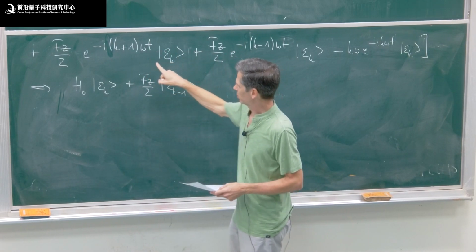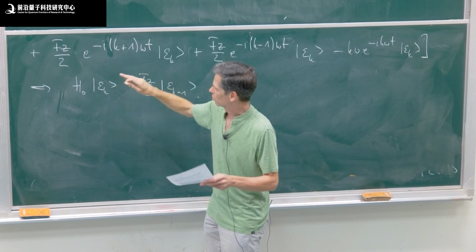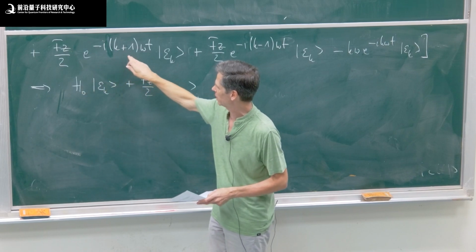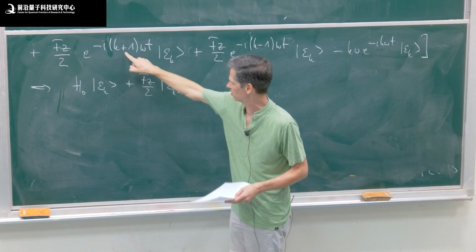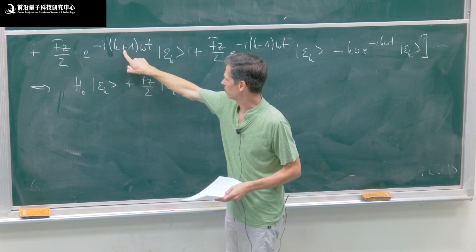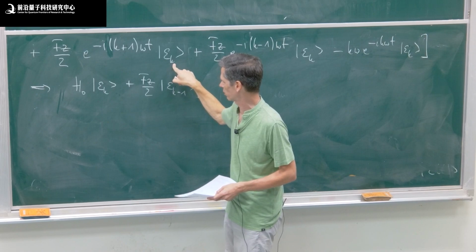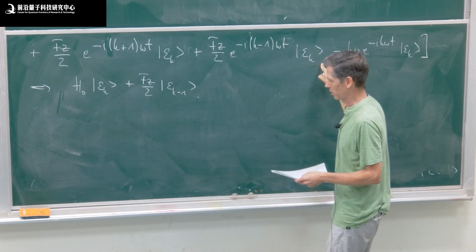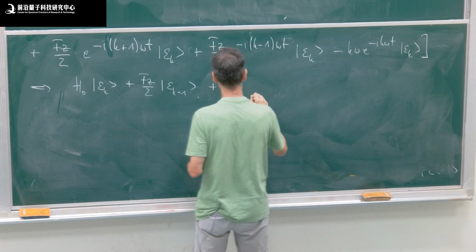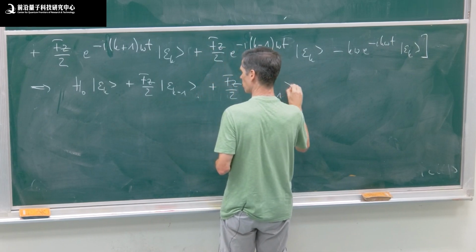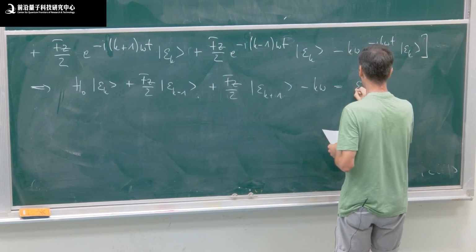Because I have to take the coefficients of all e to the minus i k omega t in the sum the same, right? So therefore I have to change the index here. If I want e to the minus i k omega t here, I have to lower k by 1 here, and I have to increase it by 1 here. Right, and so I get plus Fz over 2 epsilon k plus 1 minus k omega, and now the right-hand side of the eigenvalue equation is epsilon k.